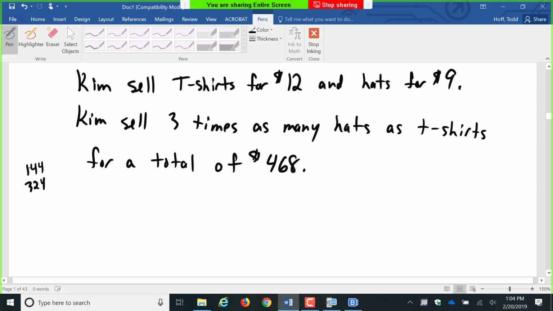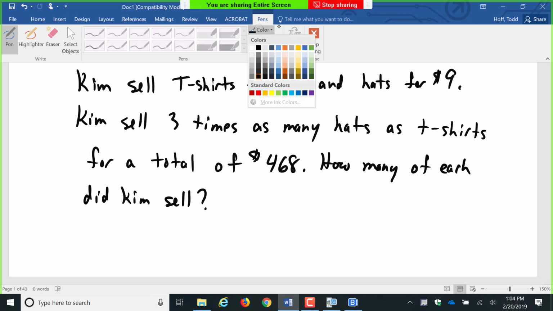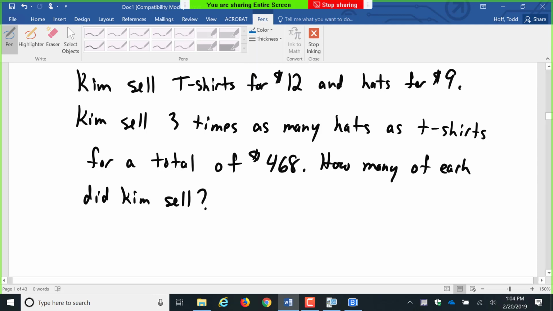$468. How many of each did Kim sell? This problem has an extra layer of difficulty in it. So what we're going to have is we're talking about t-shirts and hats.